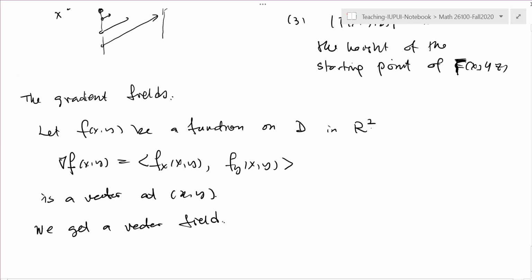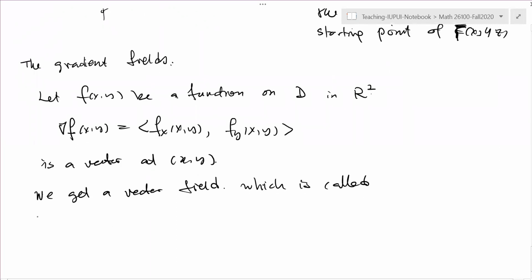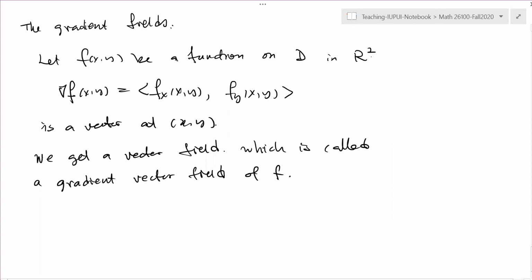This vector field is called a gradient vector field of f. So given a function, you get a vector field. Now, how do we describe the vector field in geometry?